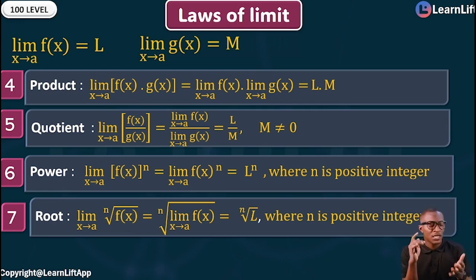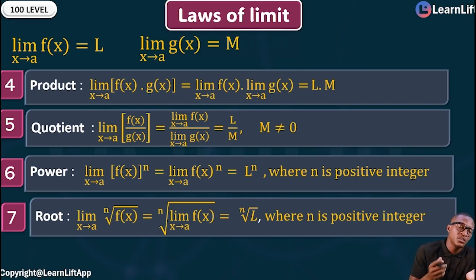Now, if you say you have understood the introduction of limit, you say the limit L is the value of f of x as x approaches a, and we talked about the 7 laws. The sum of limit is the limit of the sum, the difference of limit is the limit of the difference, the product of the limit is the limit of the product, the constant of the limit is the limit of the constant, quotient is the quotient of the limit, power is the power of the limit, and root is the root of the limit.